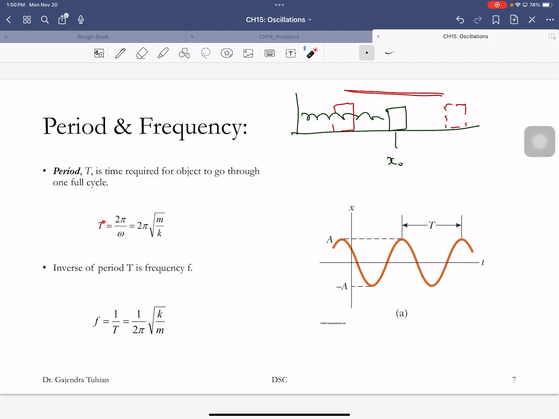And the period is given by 2 pi times the square root of m, the mass, divided by the spring constant. Okay. We'll verify this formula. We'll test this formula in lab next week. And let's make sure that this makes sense.